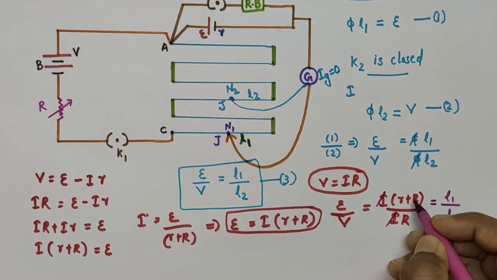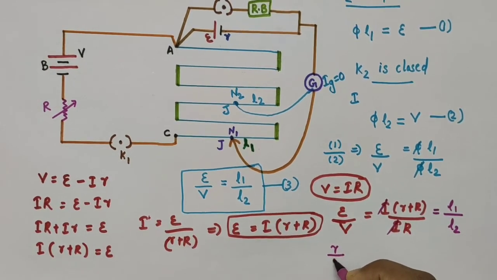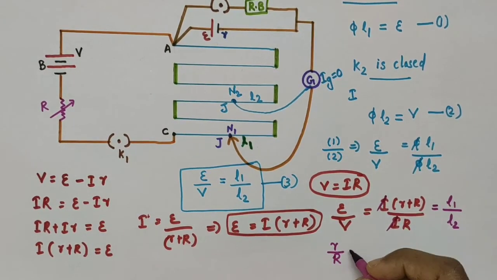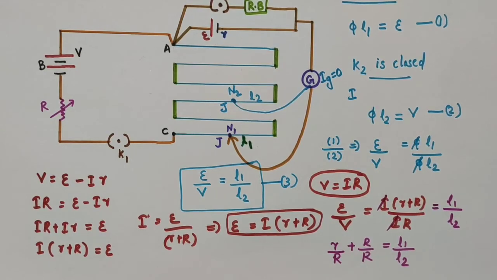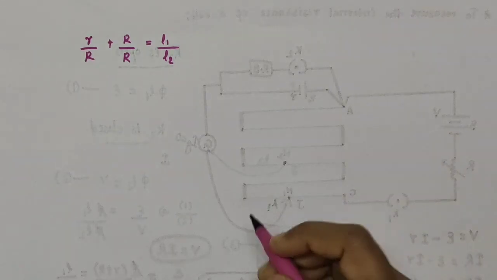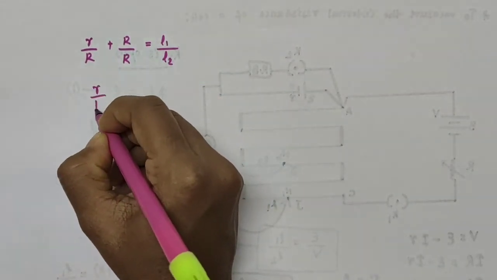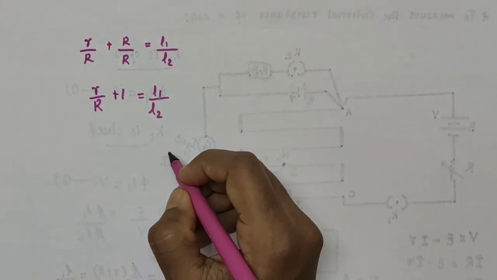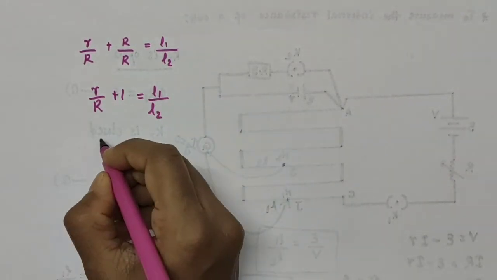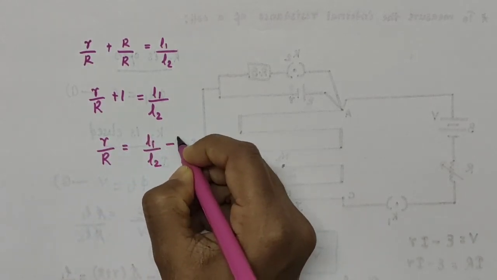Now R plus r divided by R equals L1 divided by L2. That is r by R plus R by R, because it is a common denominator, equal to L1 divided by L2. What is this R by R? R by R is 1. So we can write r by R plus 1 is equal to L1 divided by L2. I am taking this plus 1 to this side so that it becomes minus 1 there. So r by R is equal to L1 by L2 minus 1.